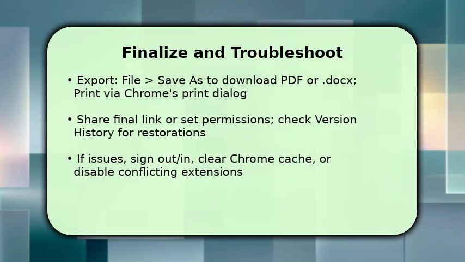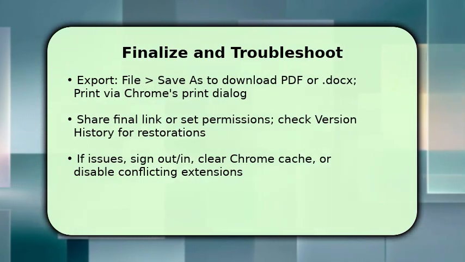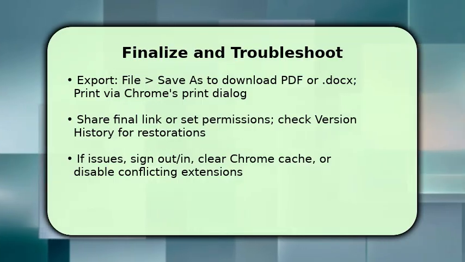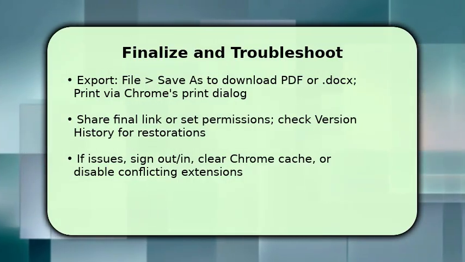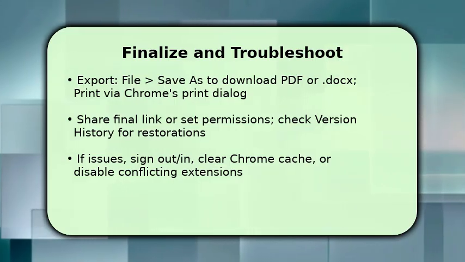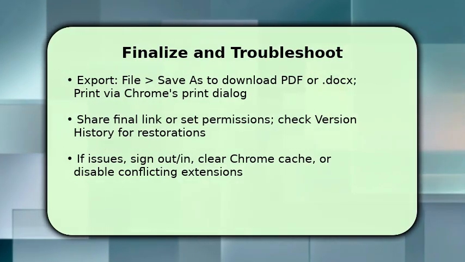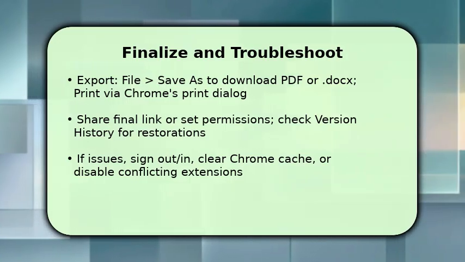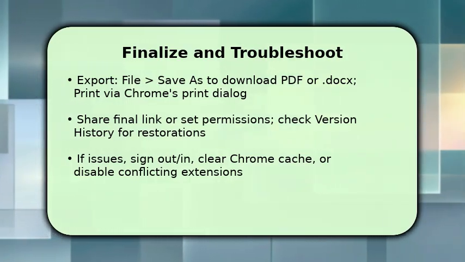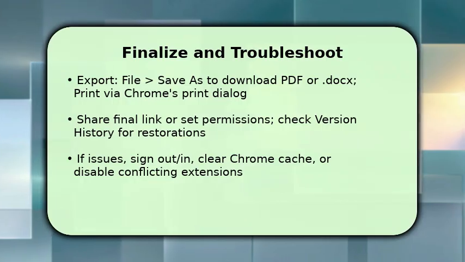Finish by saving the final copy and sharing it correctly. Use File Save as to download a PDF or docx or print through Chrome's print dialog for physical copies. Once done, set sharing permissions and send the link or attach the exported file. Check version history to restore prior drafts if needed.